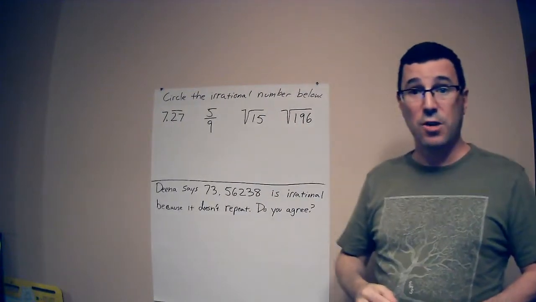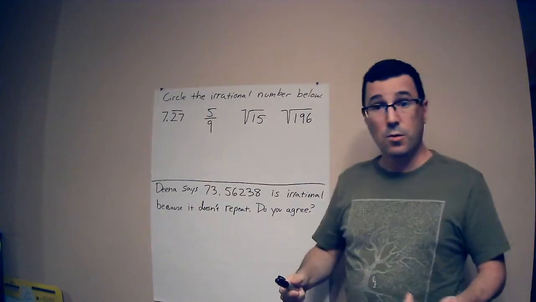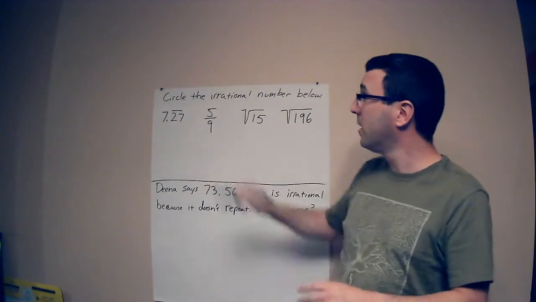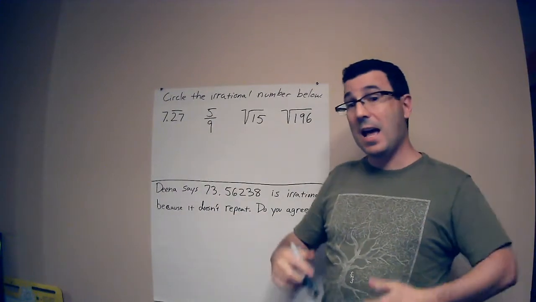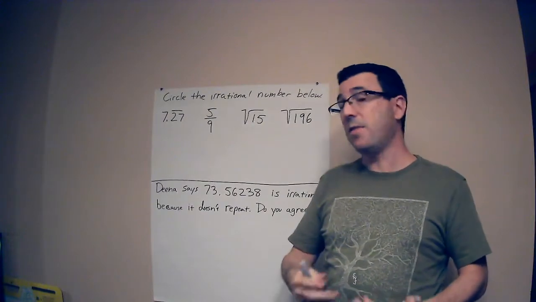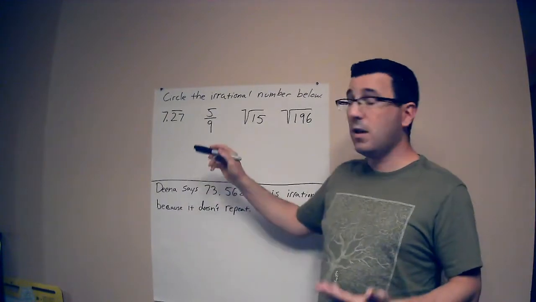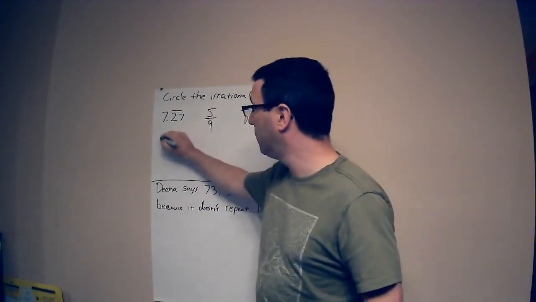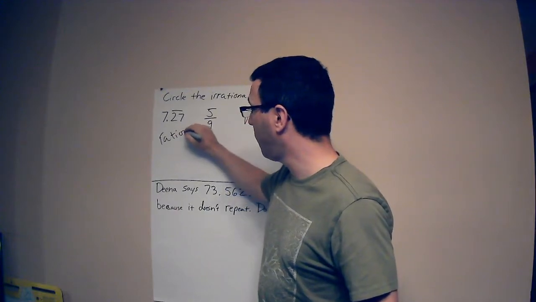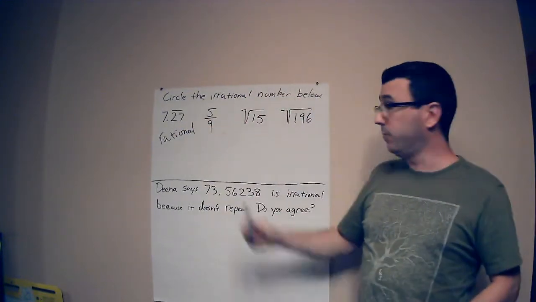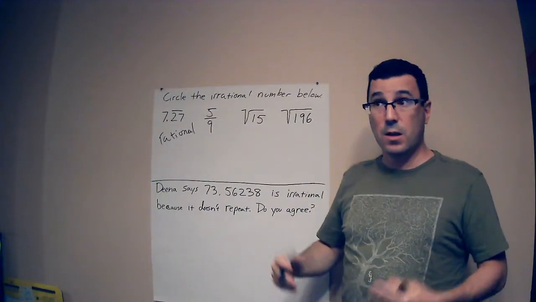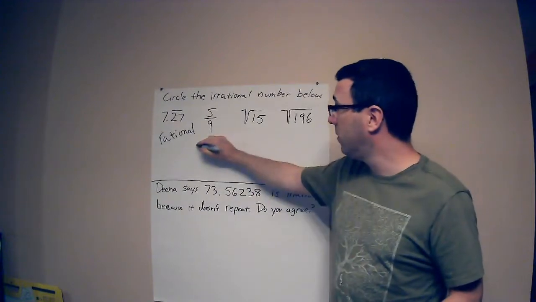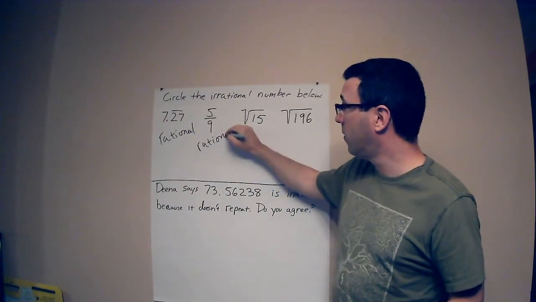Circle the irrational number below. So I'm going to look. The first one I have here is 7.27 repeating. Because the decimal is repeating, I could write that as a fraction, and we've done that lesson. Okay, so I have a repeating decimal. That's rational. Five over 9. It's a fraction. It's a ratio. So therefore, rational.